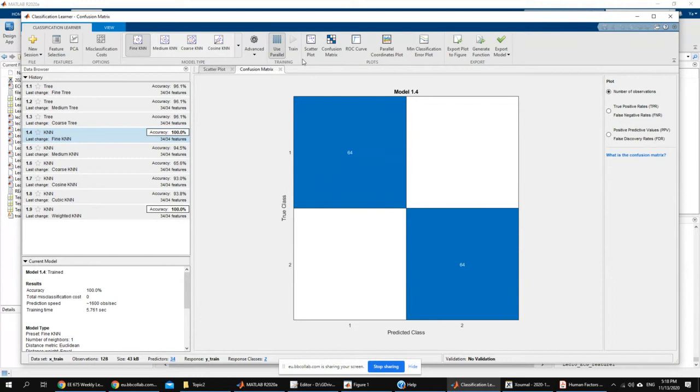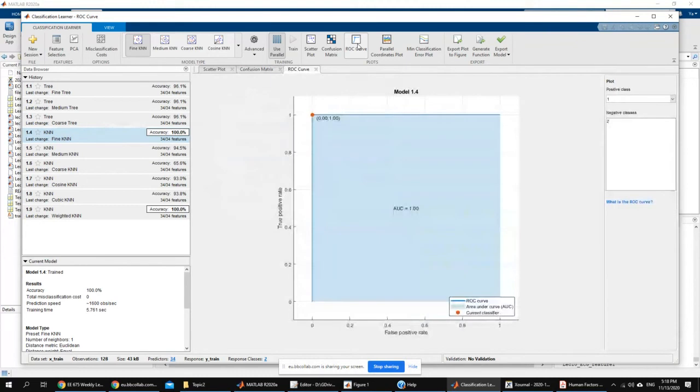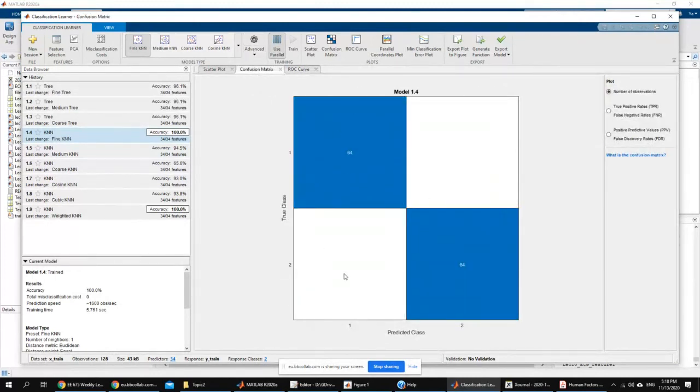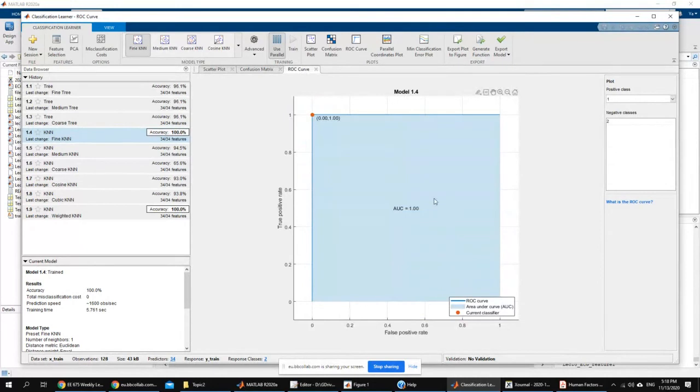You can also see the ROC curve. See here, because it's 100%, the curve is touching the ideal point. This is the ideal point here, and the area under the curve is 1. So as you see, you got all the basics from the confusion matrix. You can compute all the metrics that we talked about, and from the ROC curve, it's already 1.